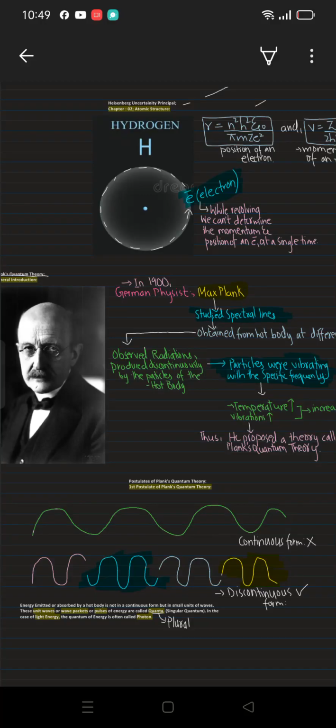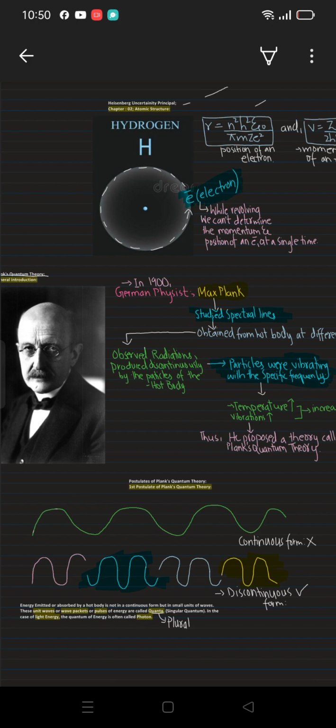Okay, as in the last video, we have discussed the Max Planck quantum theory, right? Max Planck was a German physicist in 1900. He studied the spectral lines obtained from a hot body at different temperatures, right? What did he observe then? He observed some radiation, some rays which were produced discontinuously by the particles of the hot body at different temperatures, right?